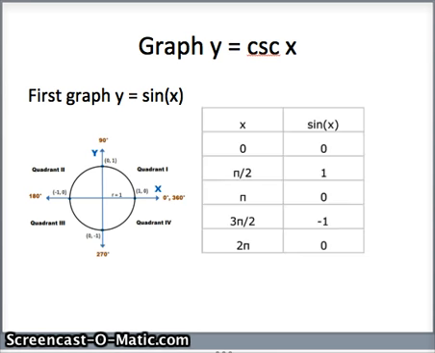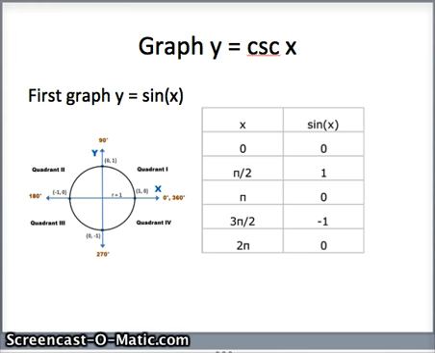So we know all of those things, except we don't want sine, we want cosecant. Take reciprocals. Reciprocal of 0, undefined. We'll have an asymptote. Reciprocal of 1 is 1. Reciprocal of 0, undefined, another asymptote. Reciprocal of negative 1 is negative 1. Reciprocal of 0, another asymptote. So for the cosecant function, asymptote at 0, and at pi, and at 2 pi.